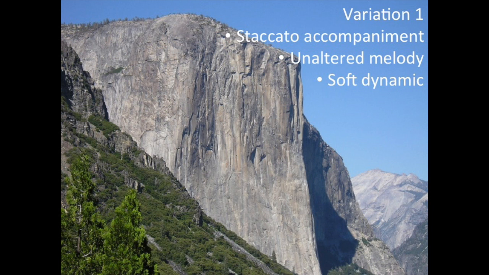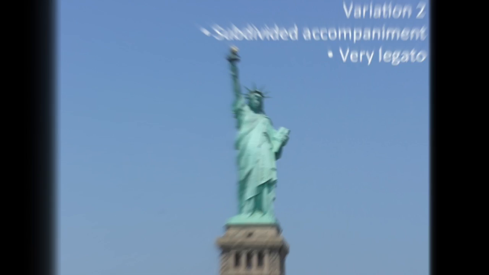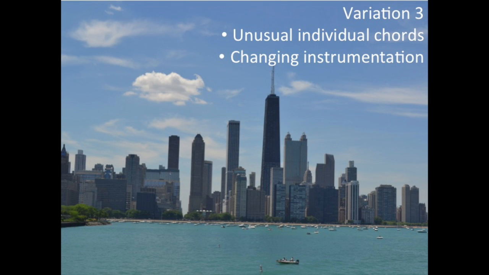So, for example, in Variation 1, students might mention that they hear staccato accompaniments, unaltered melodies, and soft dynamic levels. They might hear, as we come into Variation 2, that the accompaniment becomes subdivided and that the playing becomes very legato. In the third variation, students might notice that there's individual chords that sound unusual, or that the instrumentation changes regularly throughout.